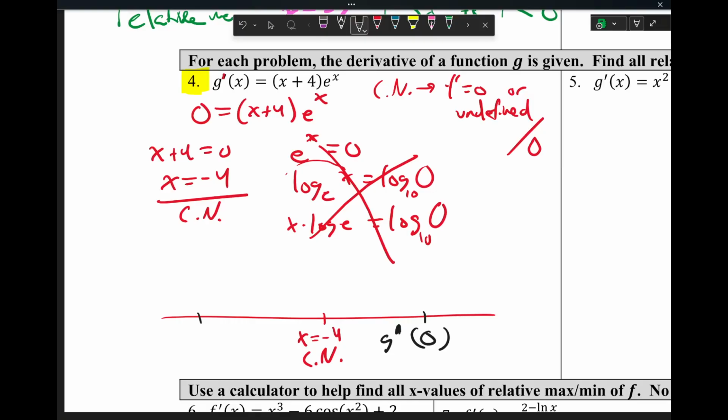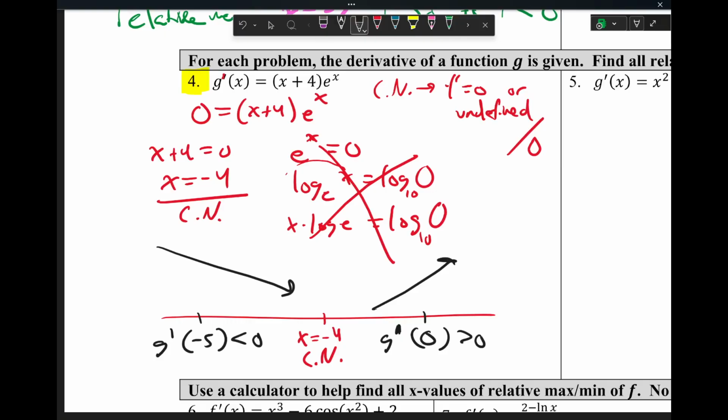So I would get a 1 times 4, which is positive. When the first derivative is positive, the slope is positive, so the graph's going up. And plug in something to the left of -4, like, I don't know, -5. And you'd get a negative times a positive, which is negative. And when the derivative is negative, that means the slope is negative. And when the slope is negative, the graph's going down.